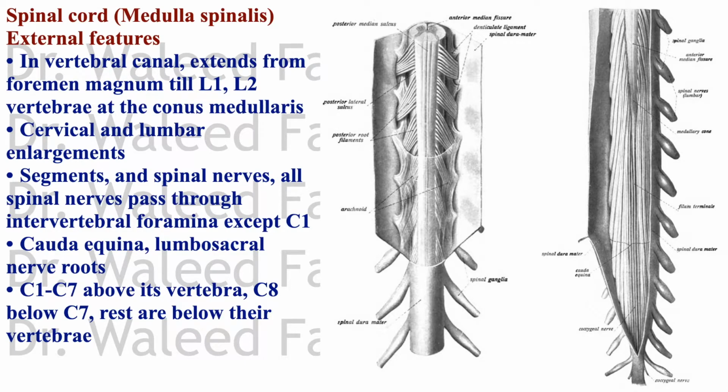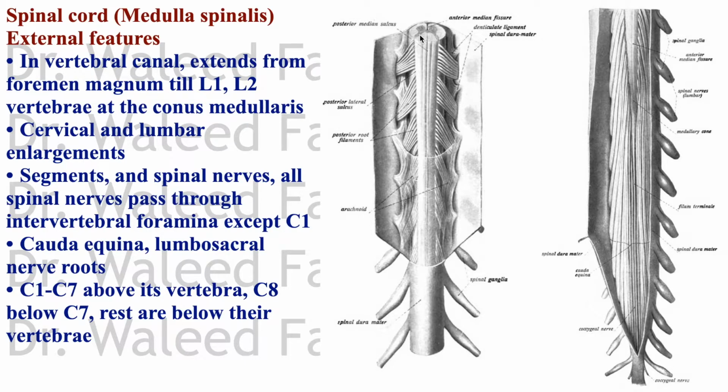The external features of the spinal cord: this is a specimen of the spinal cord. This is the posterior surface you're looking at, and there is the anterior surface. It has an anterior median fissure and posterior median sulcus. The gray matter lies in the center and the white matter at the periphery in the form of funiculi: anterior funiculus, posterior funiculus, and lateral funiculus. And the gray matter is roughly H-shaped.